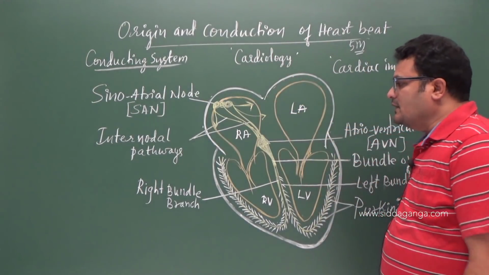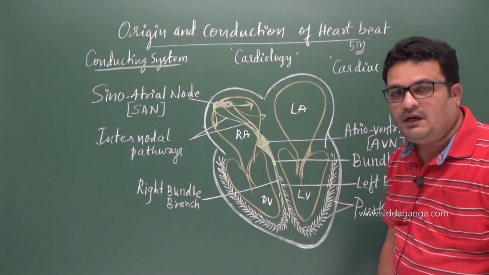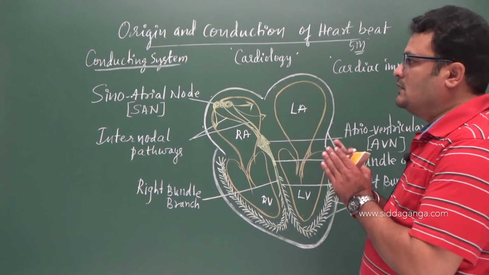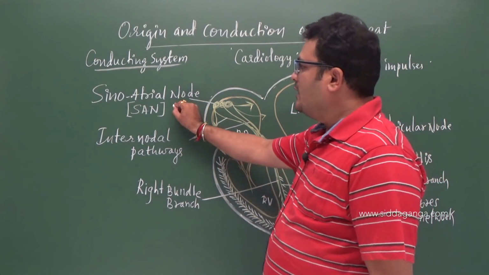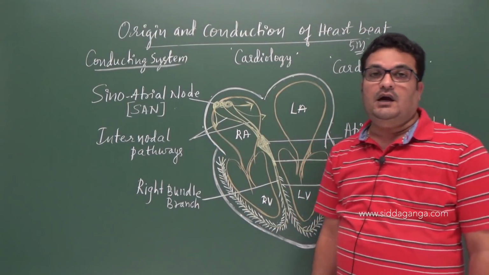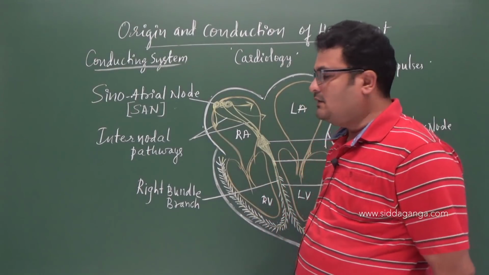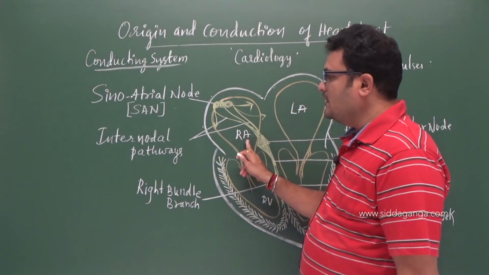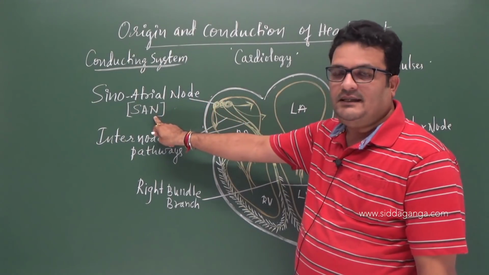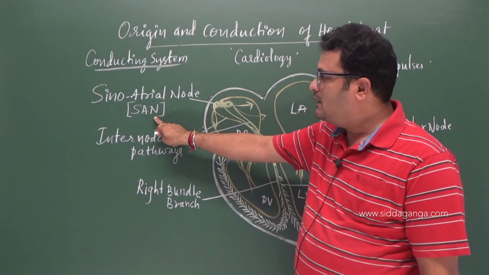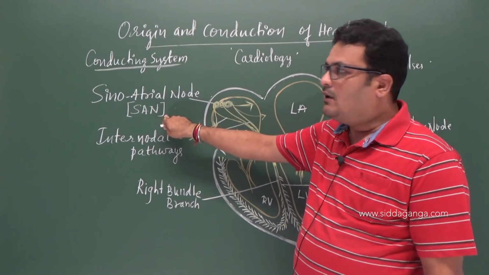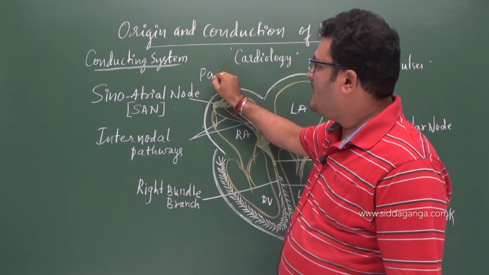So, when we are studying the conducting pathways, the conduction process of impulses, first there is a node present in the right upper corner of the right atrium. The node is known as SAN, that is Sinoatrial Node. So this Sinoatrial Node is called a pacemaker.